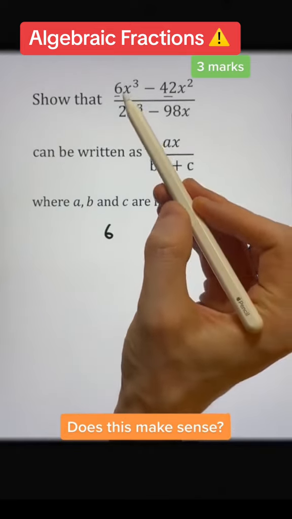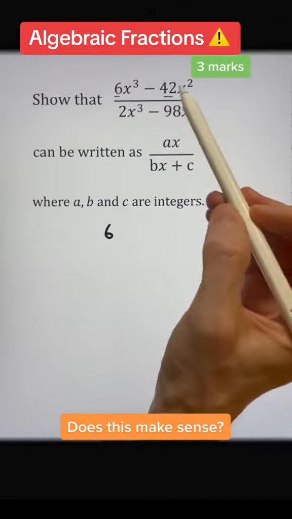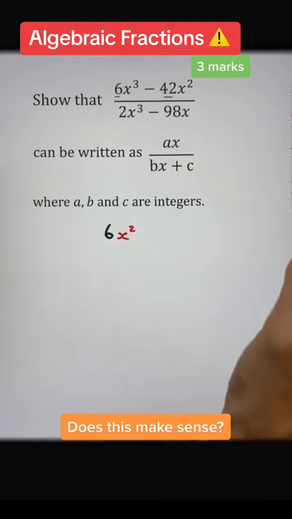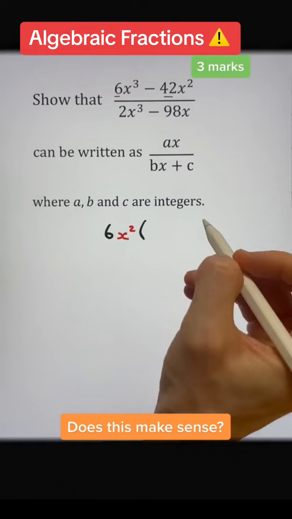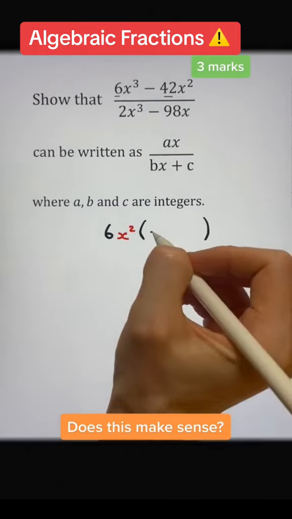Now look at my letters, I have x cubed and x squared. Well, the highest common factor in x cubed and x squared is actually x squared. So 6x squared is my highest common factor from both terms. Opening a single bracket, what do I times 6x squared to get back to 6x cubed? Well, I'm missing single x.